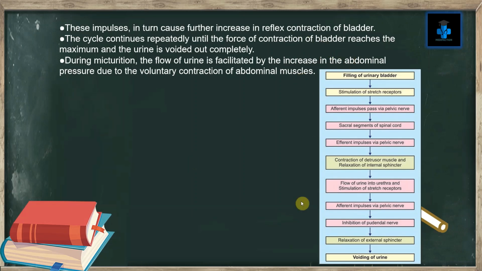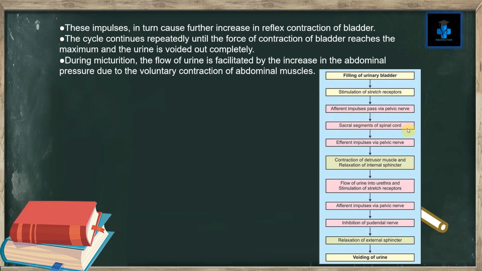Now here we have a simple flow chart for understanding the whole pathway. First, filling of urinary bladder occurs. This in turn acts for the stimulation of stretch receptors, and this stretch receptor stimulation creates impulses, that is afferent impulses, which pass via the pelvic nerve to the sacral segments of spinal cord.